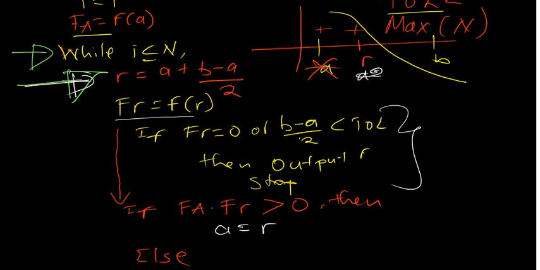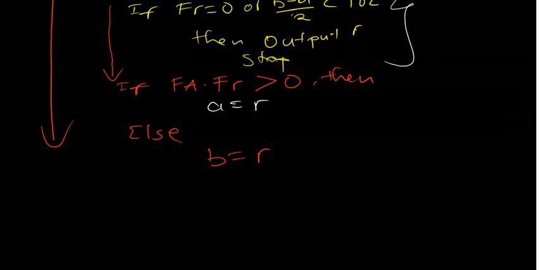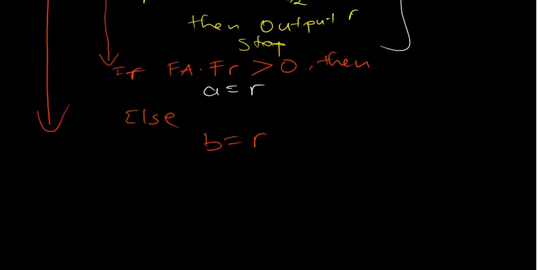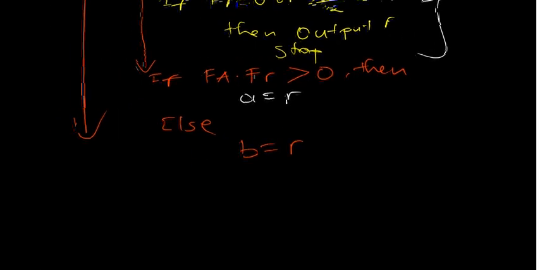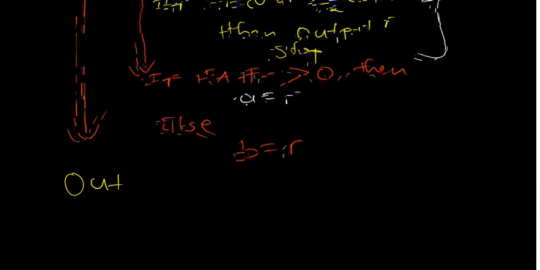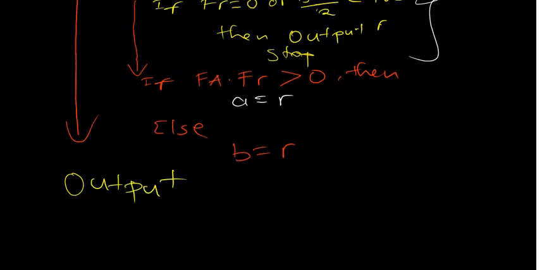Now in a case where it is not, so I'll write something here. In a case where it is not, what are we supposed to do? Then the method has failed. So if it doesn't work out, then just output what? Output method failed, or method failure. So that's the basic idea about the algorithm of the bisection method.